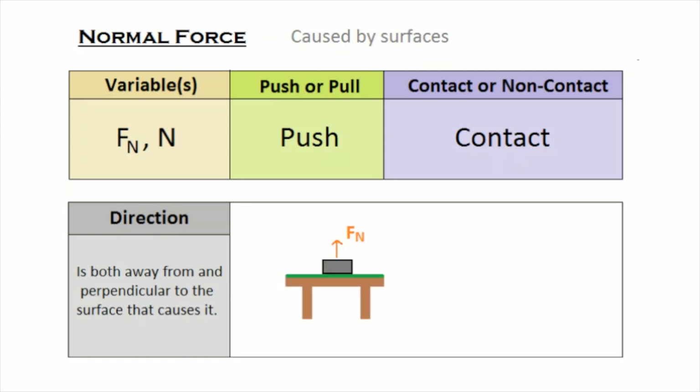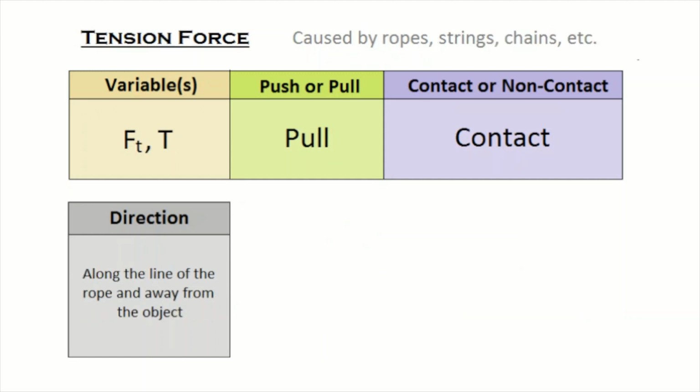An example, I have a box resting on a horizontal table. I'm adding in a green line to represent the surface itself, and the orange vector represents the force. Notice that the force is away from the green line and perpendicular to it. If we put the box on an angled surface, notice that the force is still perpendicular to the green line and away from it.